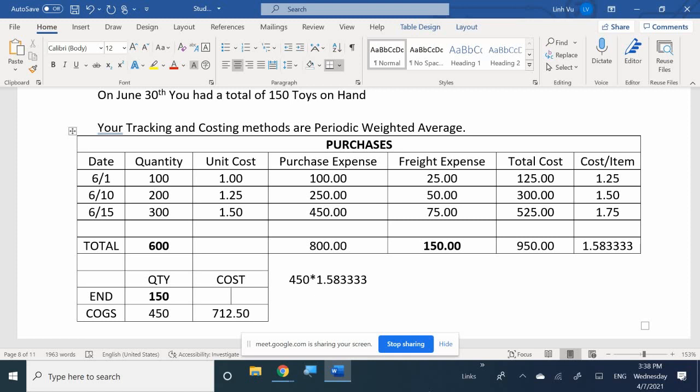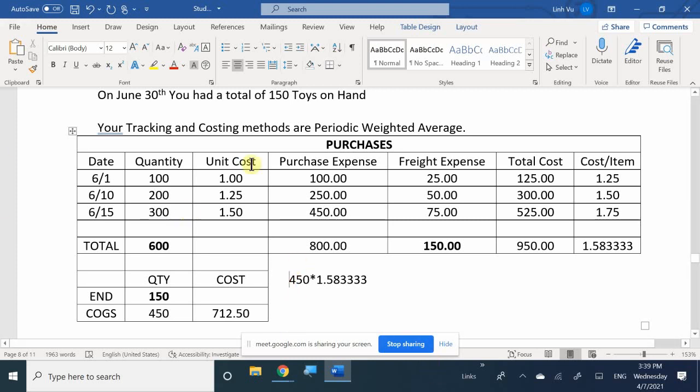So in this case, I need to keep that 1.58333333 in my calculator. And then I'm going to multiply that by the 450 to give me a number, which is what I'm going to round off to. So it should be 712.50. It should have come out even. Okay. Where did we get the 1.58? You're going to take your total cost of 950 and you're going to divide it by your total quantity of 600. So here, I guess I'll show you right here.